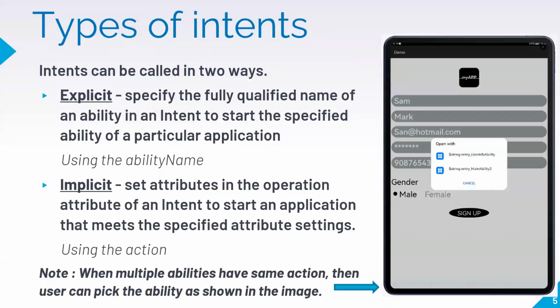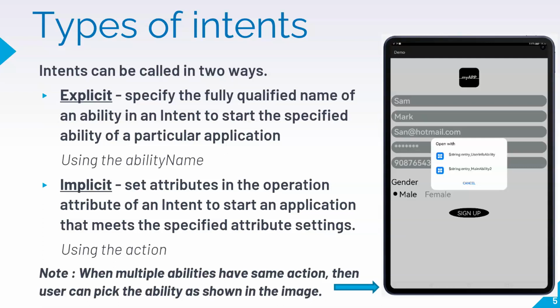Now we'll check what are the different types of intents that we have in HarmonyOS. Basically, intent is a communication component. So what are the different types of communicating with each other? One is explicit, and another is implicit. So what do you mean by explicit? I'll put it in layman's terms.